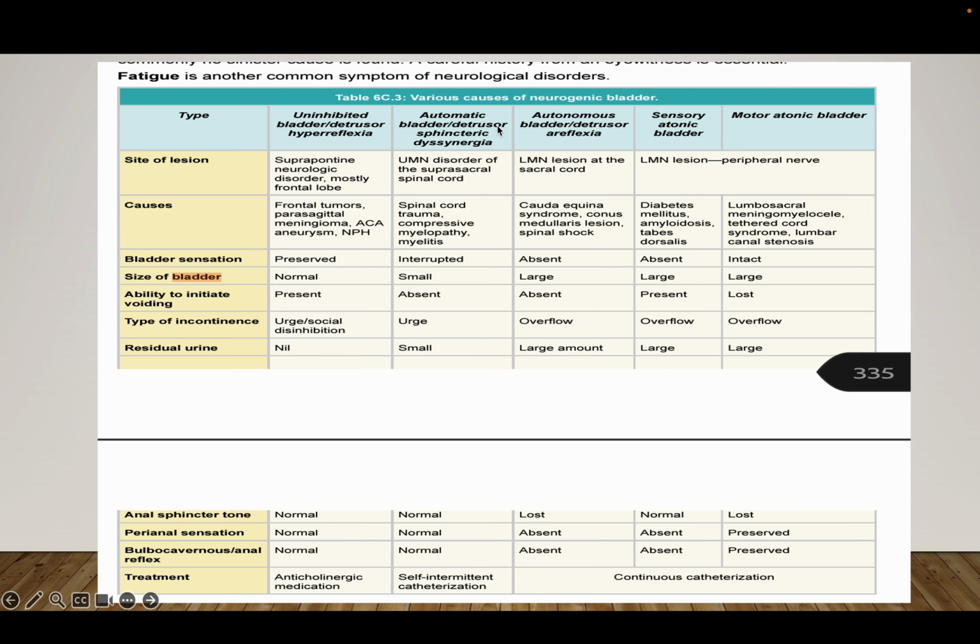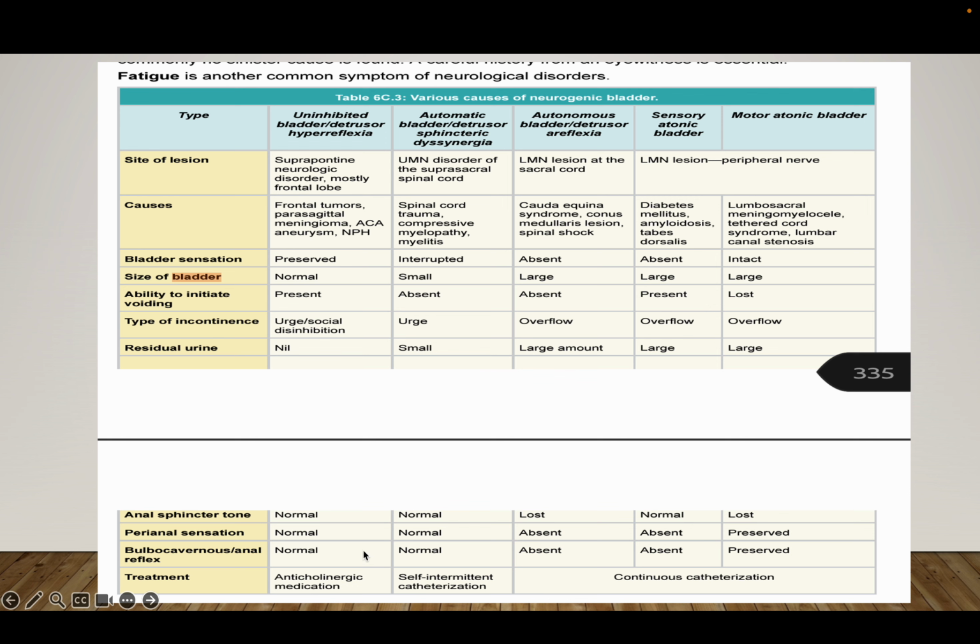So the next disorder is called automatic bladder, where it is infrapontine bladder. This occurs in spinal cord trauma or compressive myelopathy, like we discussed in our case, or transverse myelitis or something, where the bladder sensation is interrupted. It is not related to the pontine center. Size of bladder is small. Very small amount of urine is also expelled. Ability to initiate is absent. They have urge incontinence. They can't hold urine. Residual urine is very small.